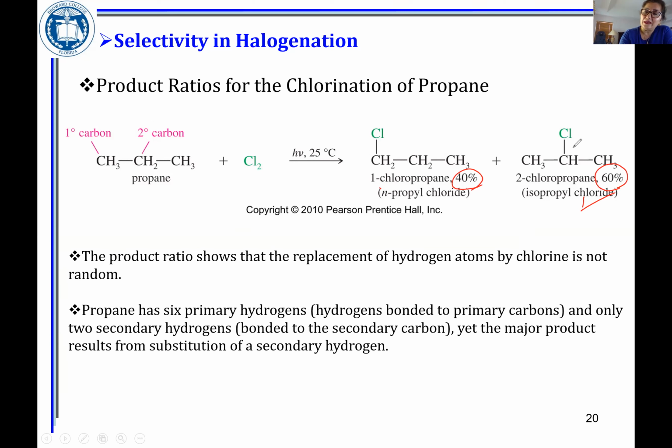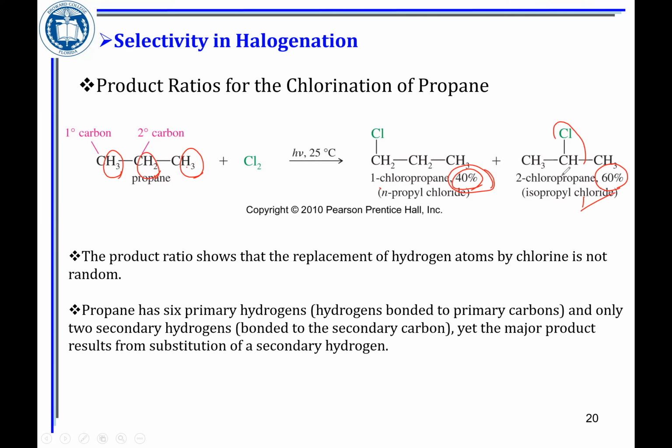More importantly, this is coming from a chance of only 2 hydrogen. We have only 2 hydrogen in the secondary position, but we have 6 identical hydrogen in the primary position, and each one of them can be chlorinated, and still we are only getting 40% of the product.